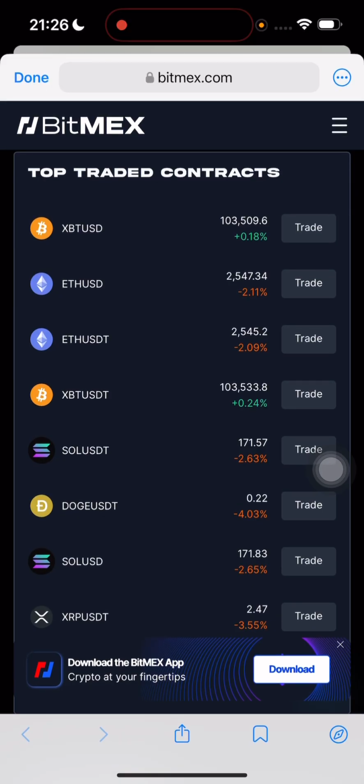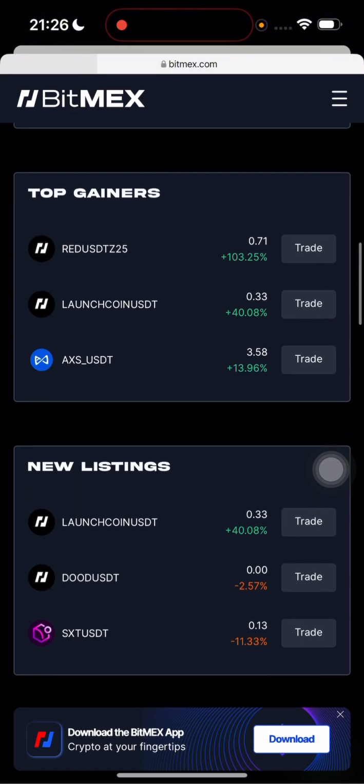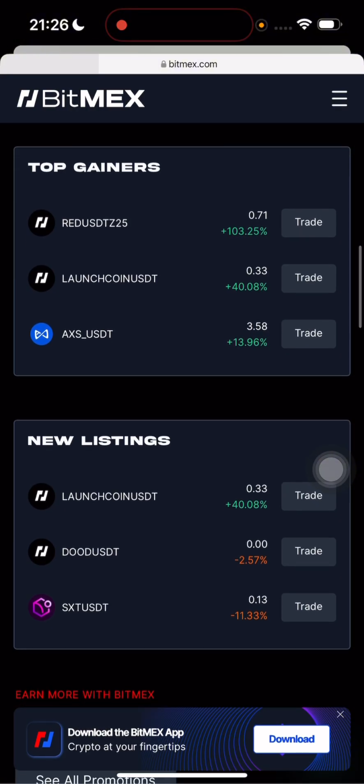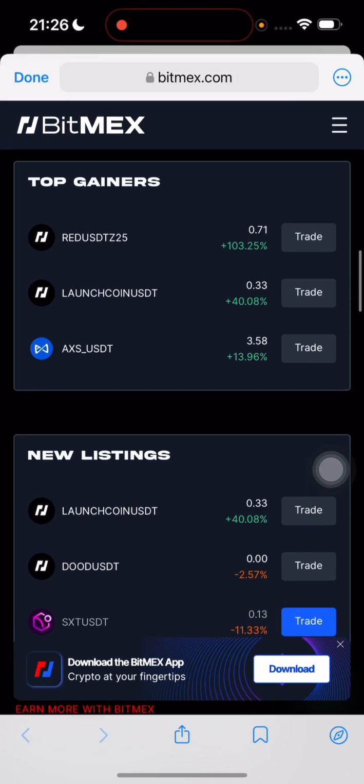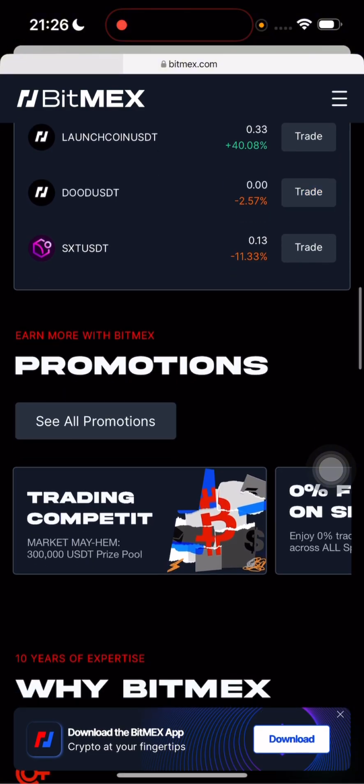Doge, Solana, Ripple, SOLUSDT, ETHUSDT, a lot of crypto coins, and you can see information on new listings. For example, Dude USDT, XXT USDT, Launchcoin USDT. These are new listings. You can see information on top gainers. Axie Infinity is gaining 13%. Red USDT Z25 is gaining 103% in a day. So this information is all you would see.